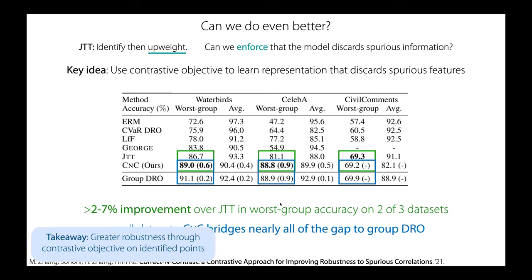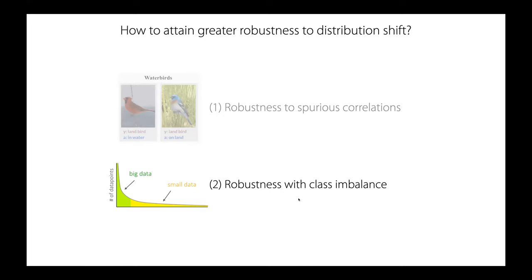Great. So now that I've talked about how we can use this inductive bias of prioritizing hard data points in order to be more robust to spurious correlations, next I'll talk about a different kind of robustness where we have imbalance in our class distribution.